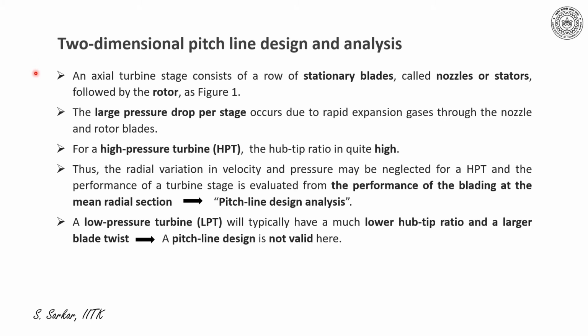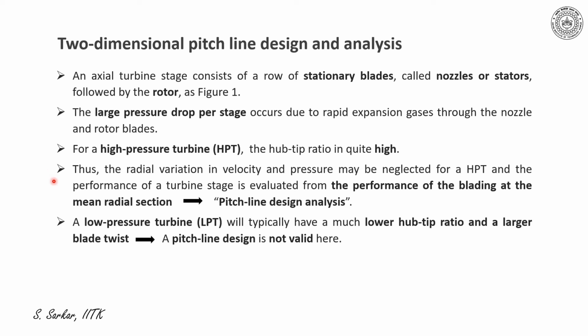An axial turbine stage consists of a row of stationary blades called the nozzle or stator, followed by a row of rotating blades called the rotor. A figure has been presented in the next slides. The large pressure drop per stage occurs due to rapid expansion of gases in the nozzle and the rotor blades. For a high pressure turbine, often designated by HPT, the hub to tip ratio is quite high. That is, the blade height is small here.